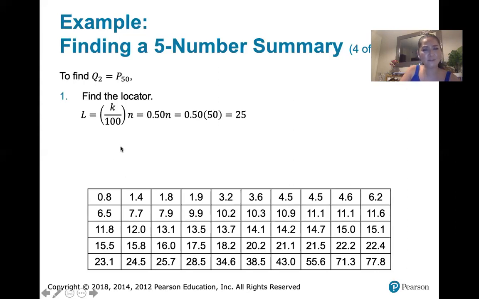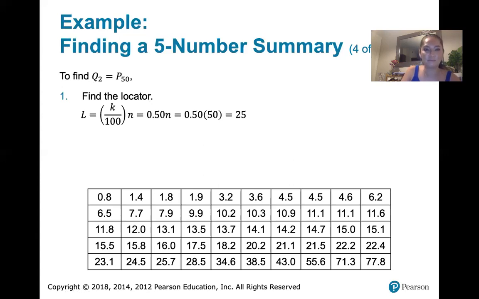I want to get 50% of the way through the list of 50 values. Well, what's 50% of 50? It's the same as taking 50 divided by 100, which represents 50% in the form of a fraction, or we can call this 0.50, which is 50% in decimal form. And I'm multiplying that 50% by the sample size, which happens to be 50. So we multiply them together, half of 50 is 25.